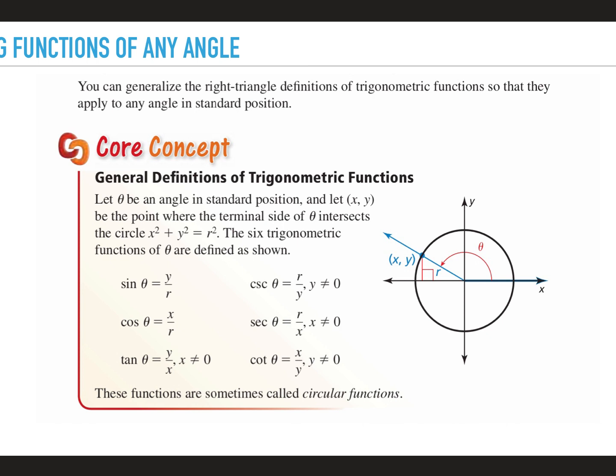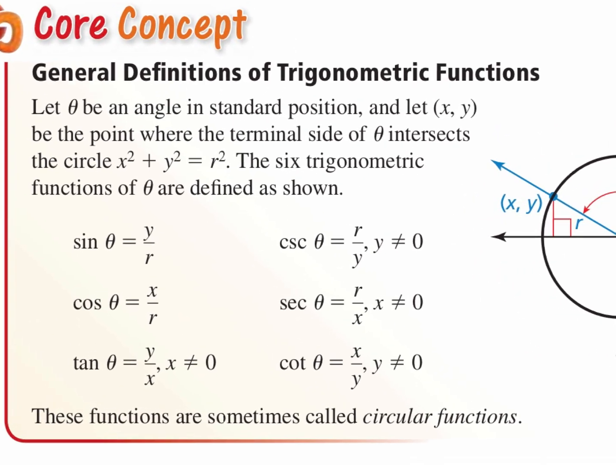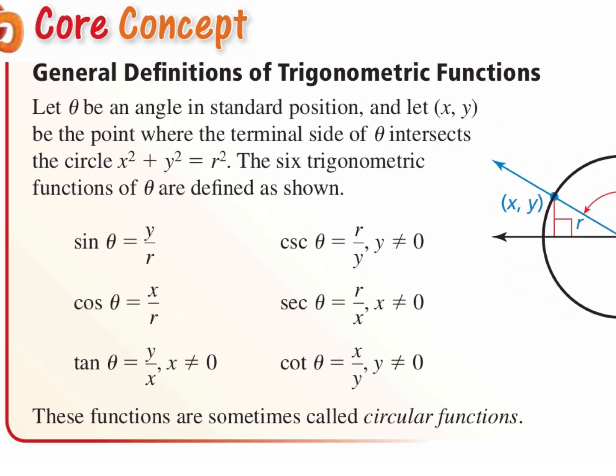It says you can generalize the right triangle definitions of trig functions so that they apply to any angle in standard position. So these are 6 trig functions. We have sine of theta. Sine of theta is equal to y over r, and I'll explain where the y and the r come from in a second. But what's the reciprocal function of sine?